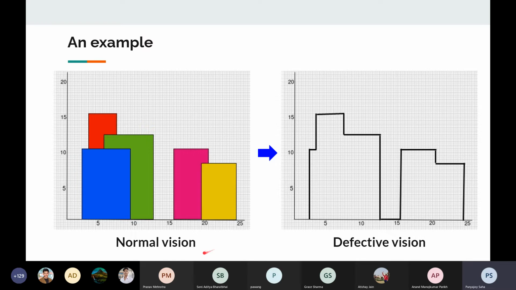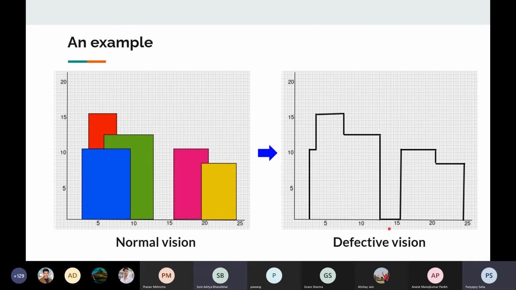So this is one of the examples. These are the objects. These blue rectangles are the objects, and this is the defective vision. So ideally this should be black, and this should be white, and this should be the perspective of that user who has a defective vision. Do you have any questions?